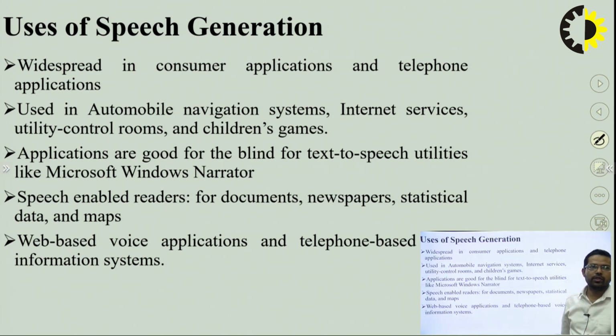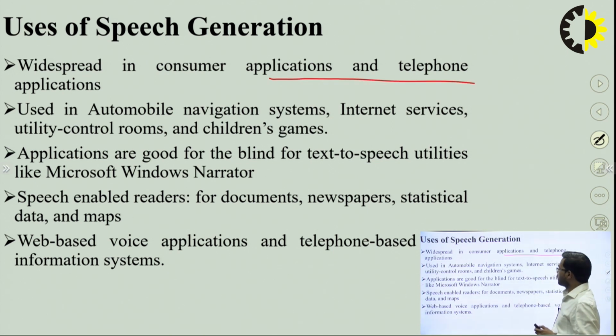Okay, so what are the uses of speech generation? The first is widespread in consumer applications and telephone applications. We use speech generation in things like announcements, applications for guiding, for the virtual assistant. It is used in automobile navigation systems, just like Google Maps. Just put into Google Maps and turn the voice assistant on, then Google Maps shows after 500 meters you turn right, turn left, go straight. Okay, also internet services, utility control rooms and children's games.